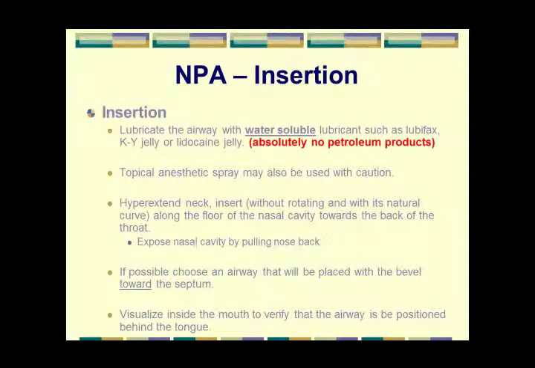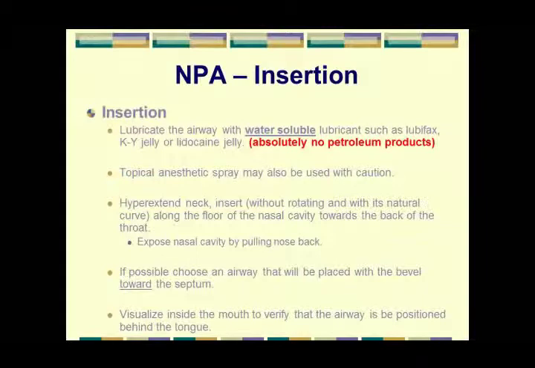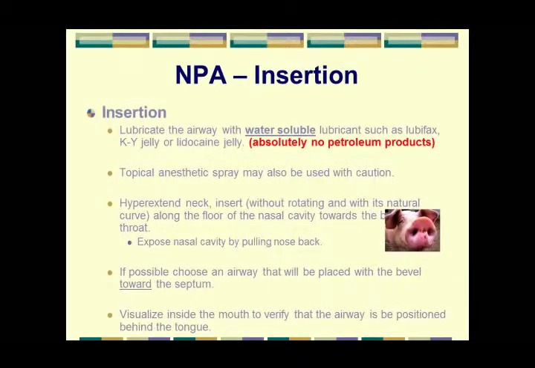They talk about inserting it on the side, with the bevel facing the septum. Did Mary talk about that? Did she mention it? Okay. It really is stupid because you've got to rotate these things. So if it's in one nostril, then the other nostril's got to be used next time, and if it's not the one that is appropriate, kind of stuck. And when you have it placed, if you ask the patient to stick out their tongue, you should see it sitting back there behind the uvula. There's your pig nose.